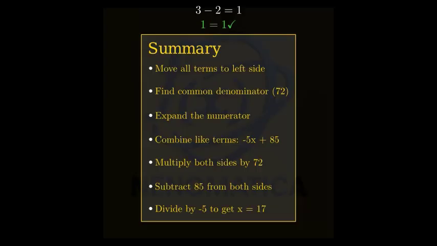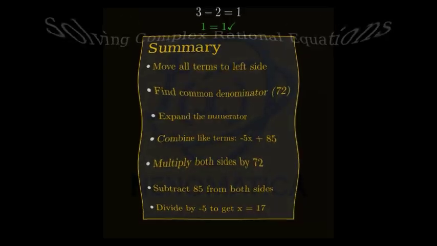Fifth, multiplying by 72 to get negative 5x plus 85 equals 0. Sixth, isolating x by subtracting 85 from both sides. And finally, dividing by negative 5 to get x equals 17.